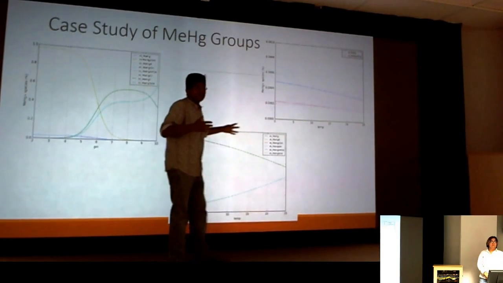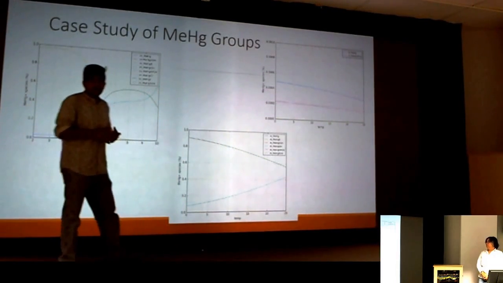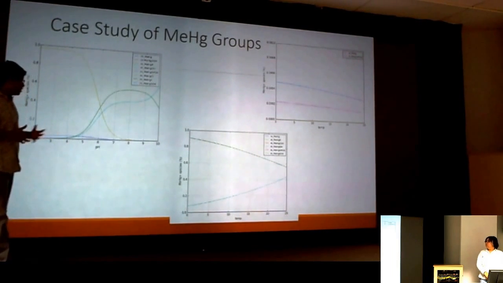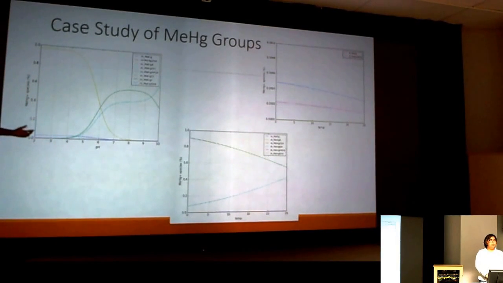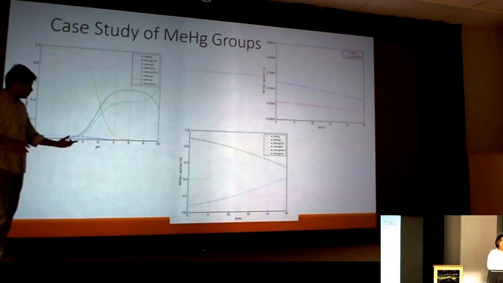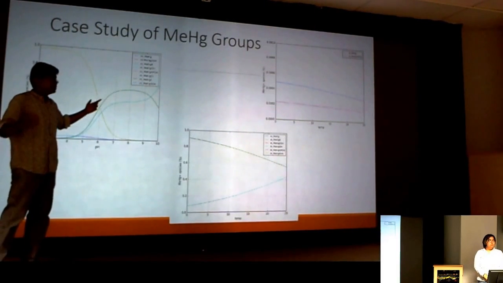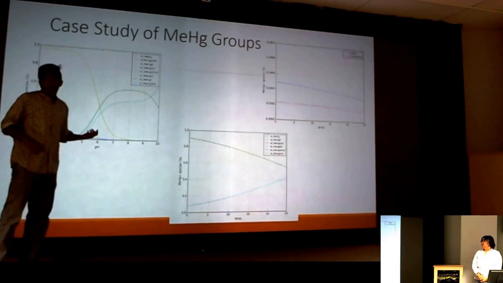And that's something that is very hard to detect via experimental methods because it's hard to replicate these things. And we found that of all the things, as you increase both the pH and the temperature, one chemical stands out as increasing, and that is methylmercury hydroxide.